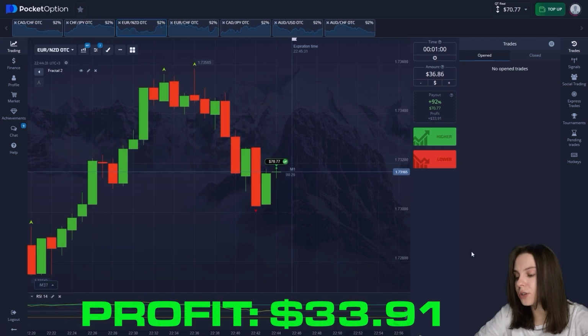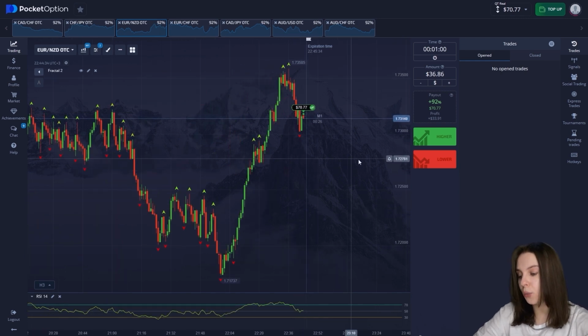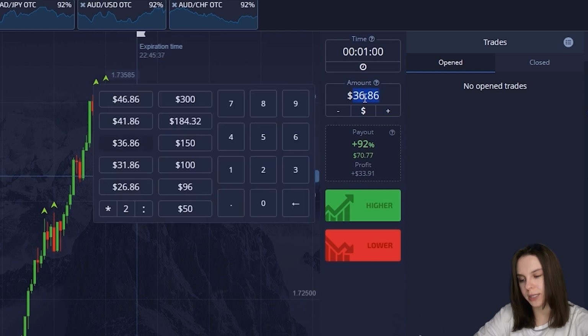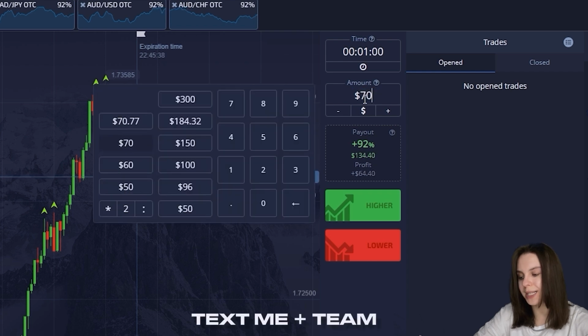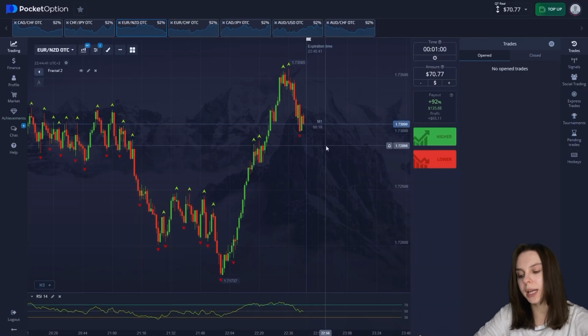Excellent, this transaction is also closed for us in plus, dear traders. We immediately increase the amount of our transaction to the size of $70.77 and immediately move on to the next currency pair.